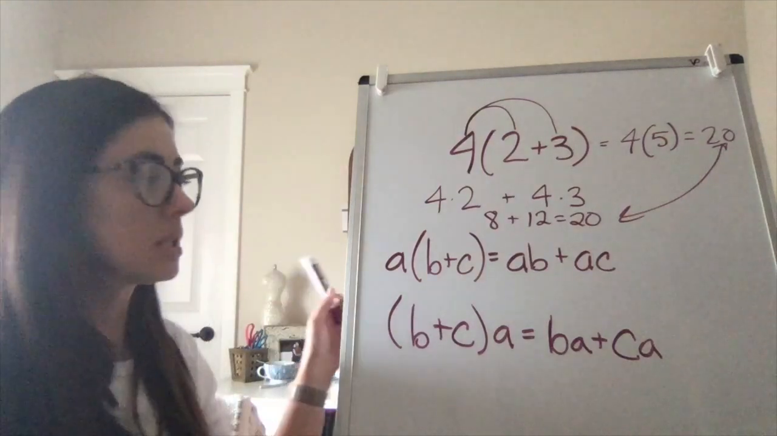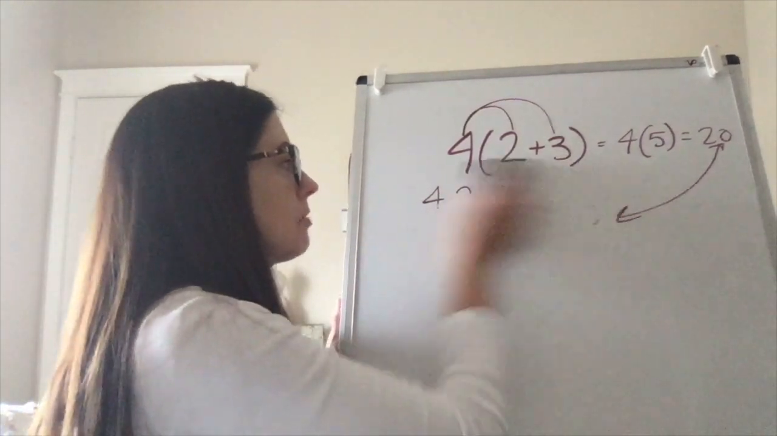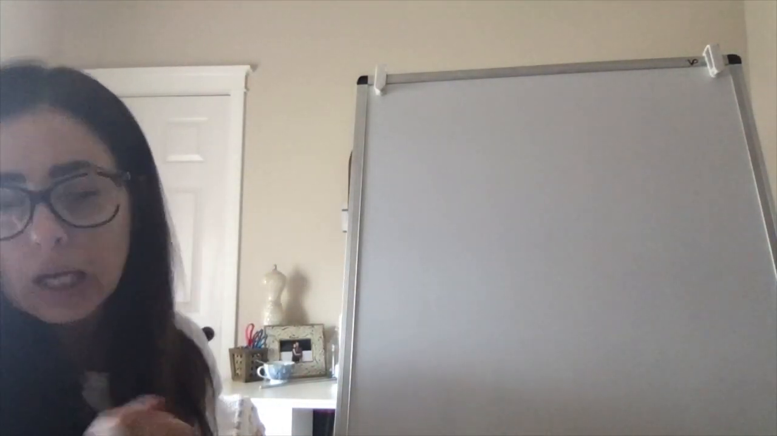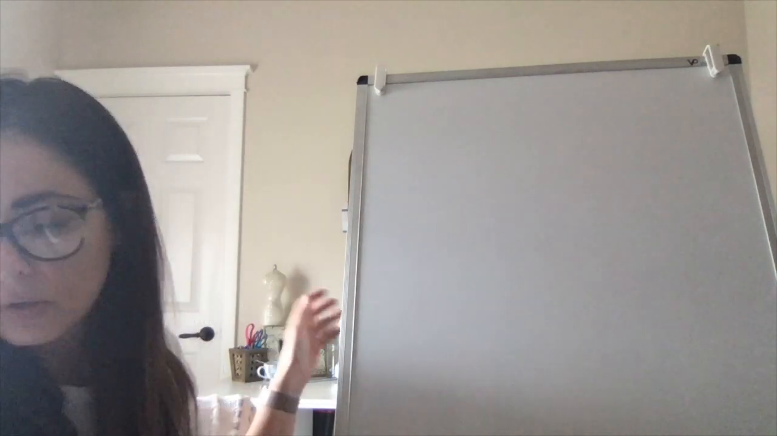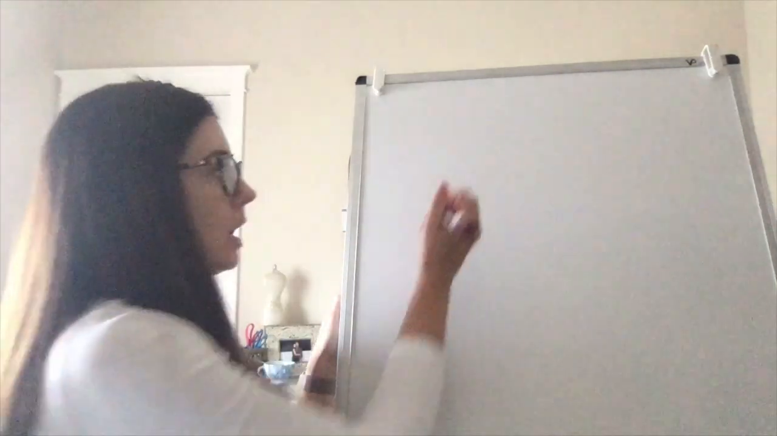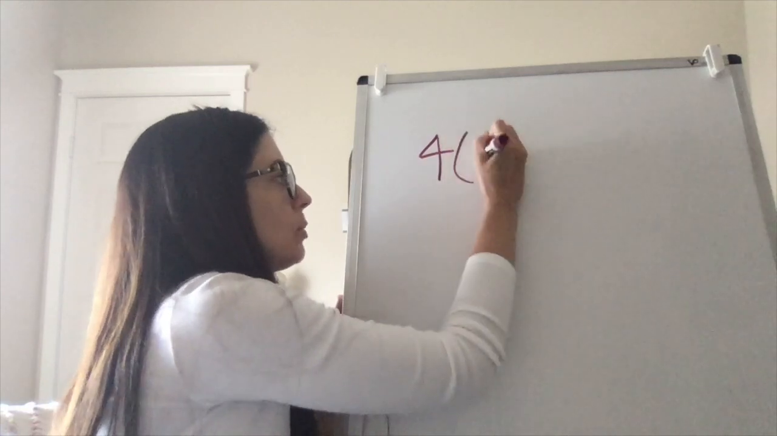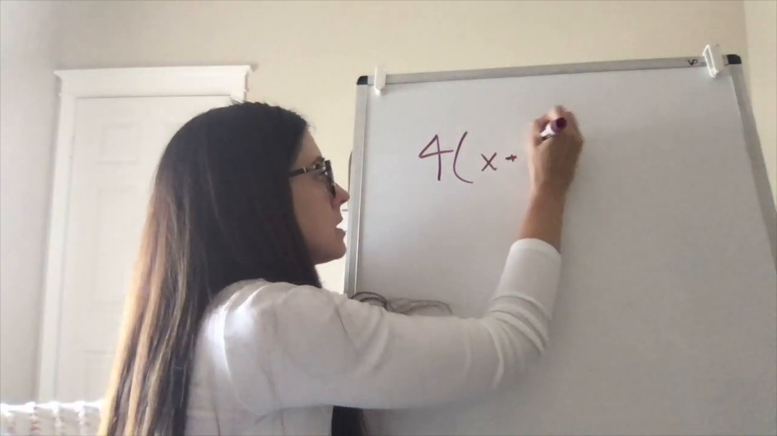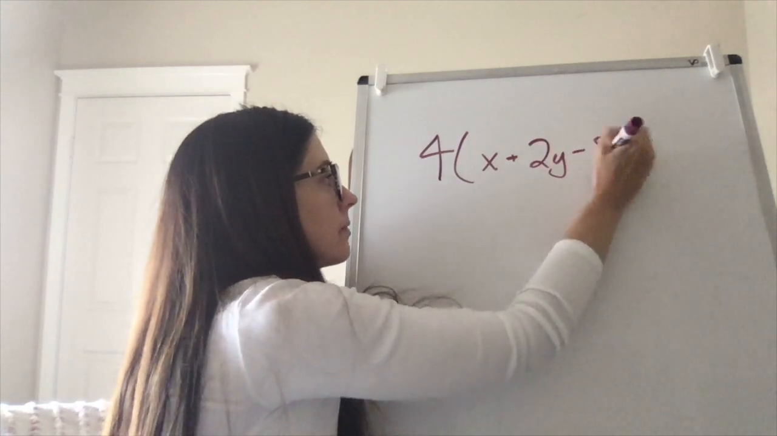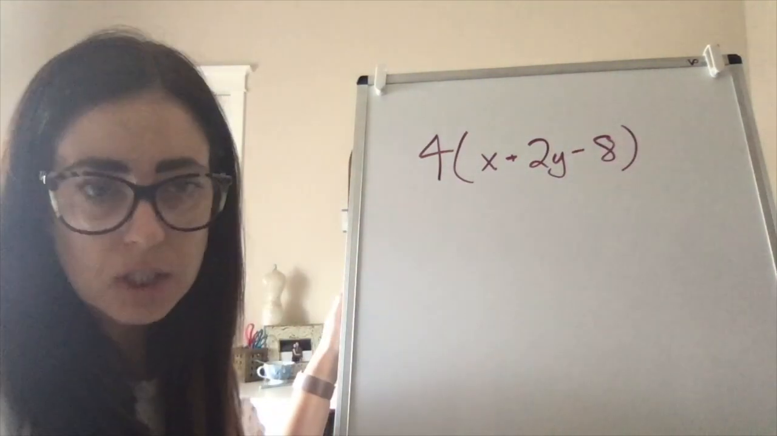Okay, so let's look at how this is going to affect us moving forward and the new concept that is being introduced to you today. Now, 103.1 says use the distributive property to multiply. And we have 4 parentheses and then x plus 2y minus 8. So remember those little arches.